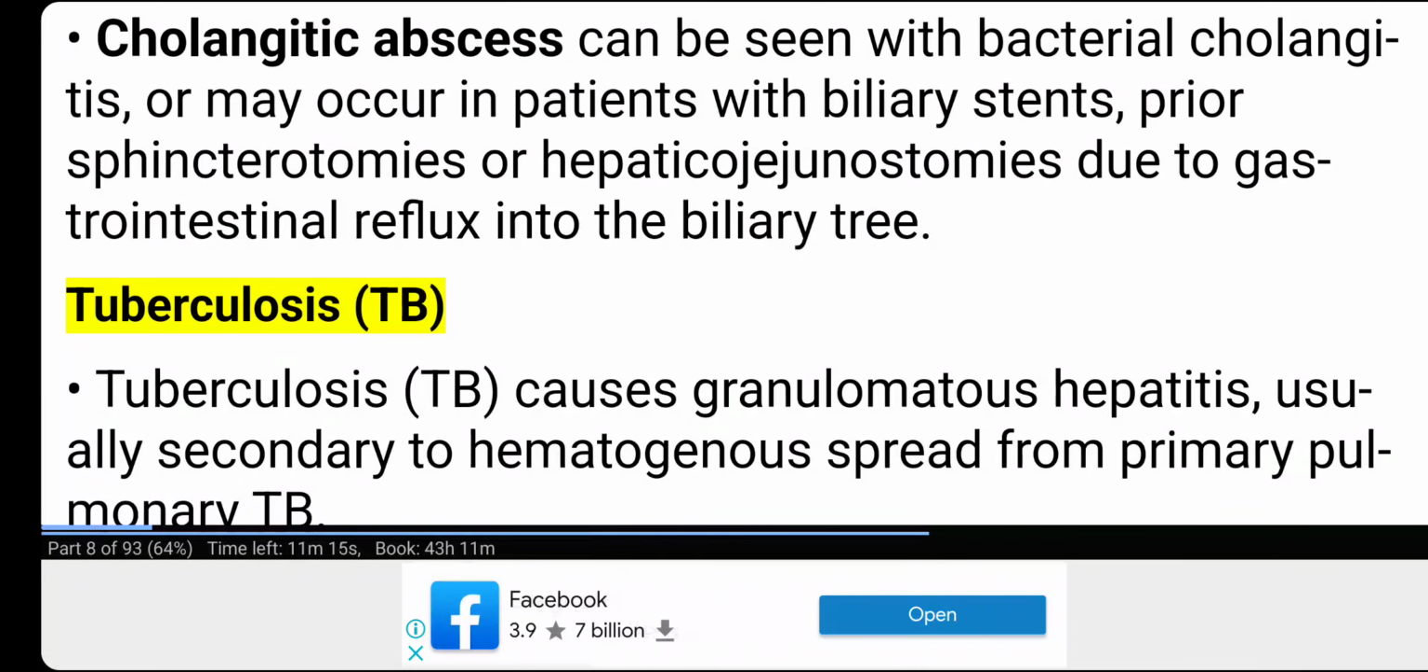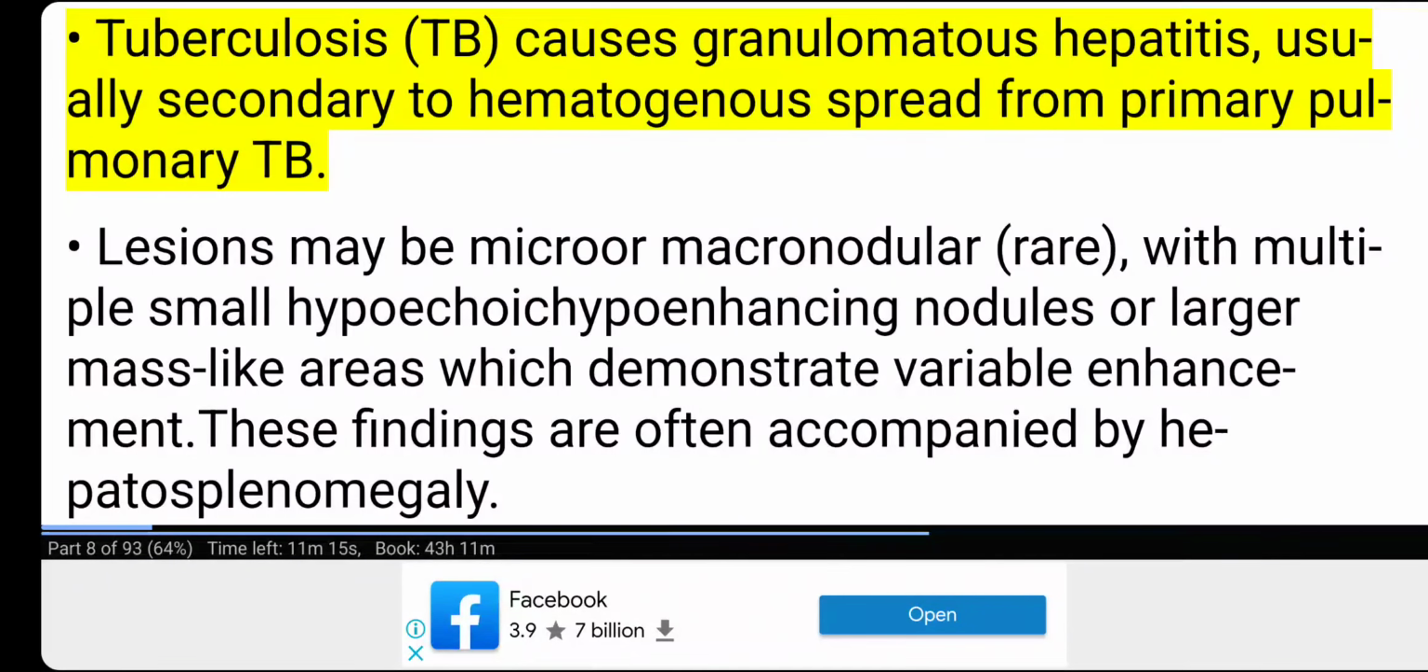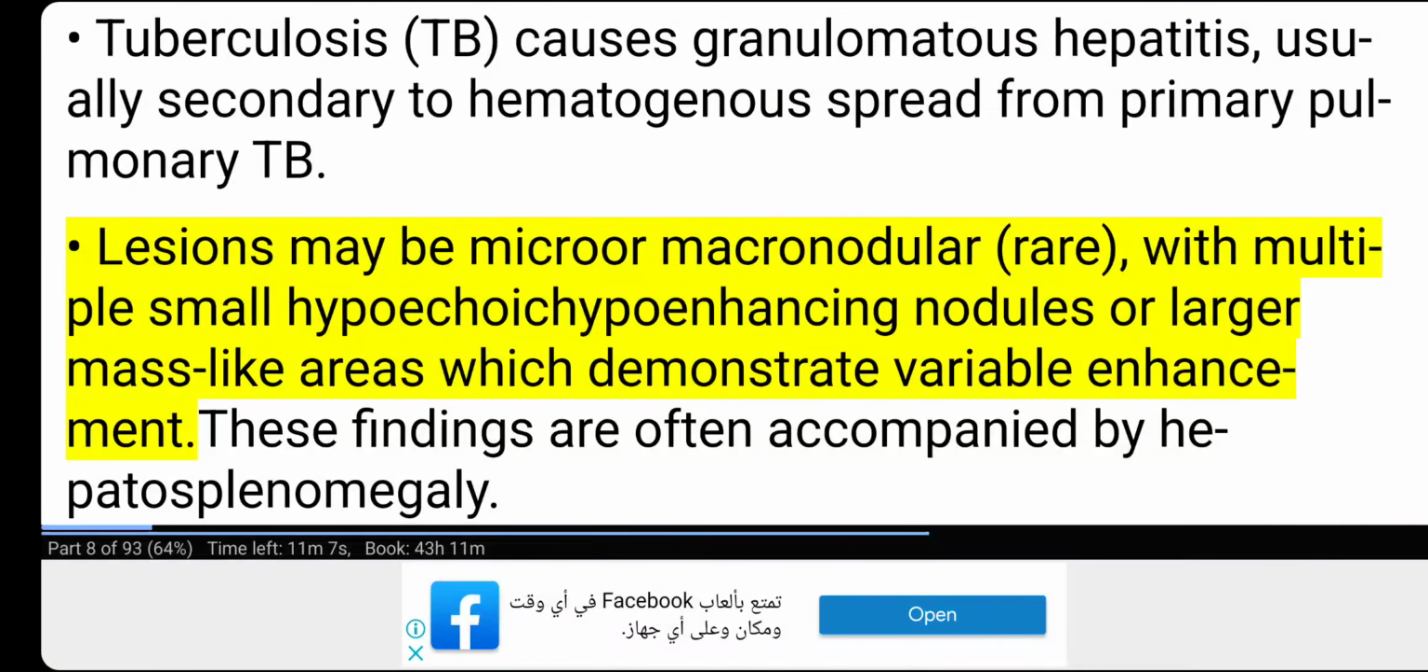Tuberculosis, TB. Tuberculosis causes granulomatous hepatitis, usually secondary to hematogenous spread from primary pulmonary TB. Lesions may be micro or macronodular, rare, with multiple small hypoechoic hypoenhancing nodules or larger mass-like areas which demonstrate variable enhancement. These findings are often accompanied by hepatosplenomegaly.